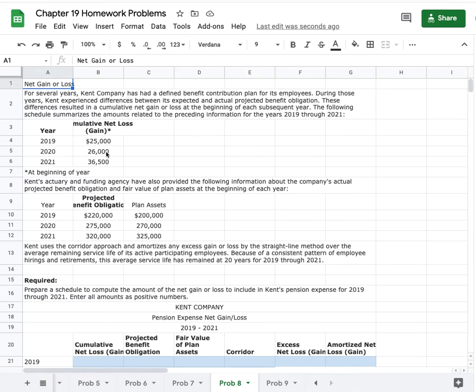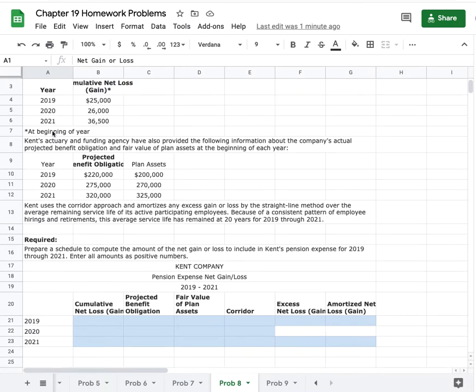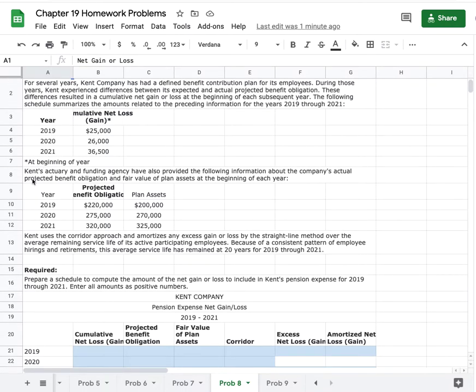So we have the years and the cumulative net loss or gain, and they're just telling us at the beginning of the year. Kent's actuary and funding agency have also provided the following information about the company's actual projected benefit obligation and fair value of plan assets at the beginning of each year. So projected benefit obligation and plan assets.